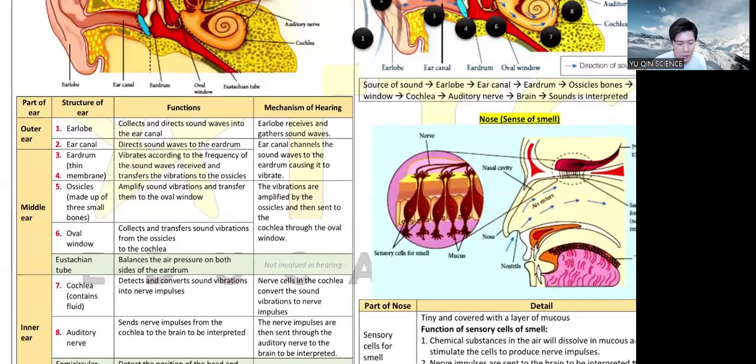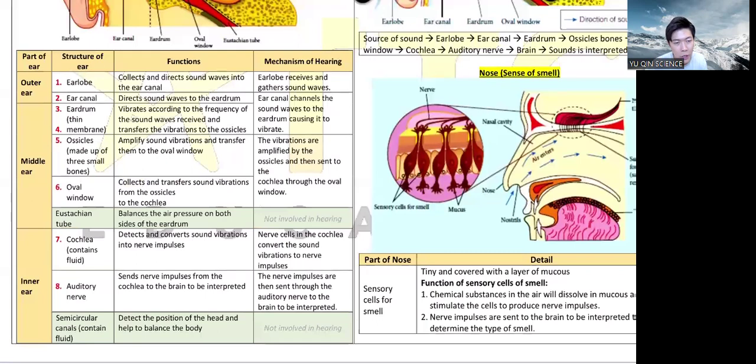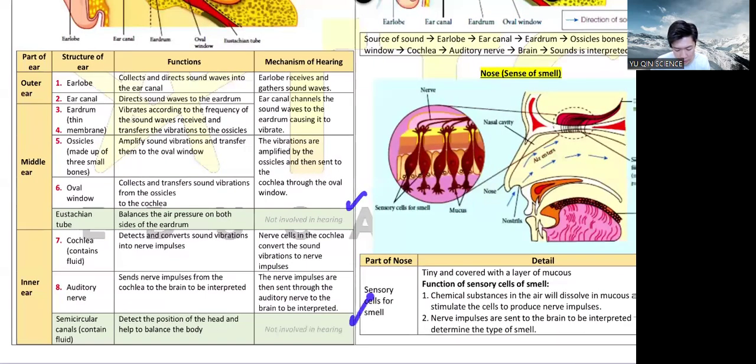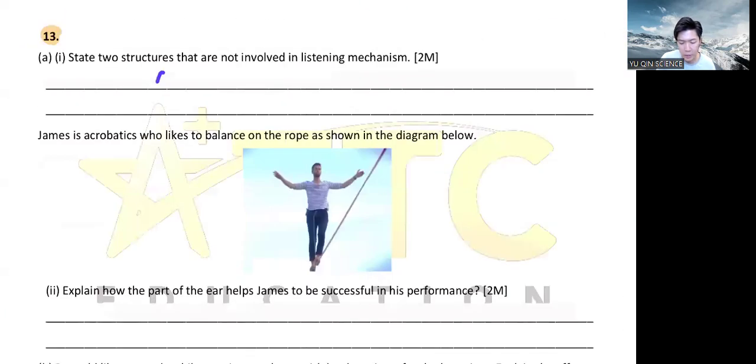Okay. But for right now, since the question asks for some basic stuff, not involved in hearing. Ta-da. Everything is in one box already, very convenient. My short notes, you just have to stick with it. You just study this one. Everything needed is in already. So the eustachian tube and semicircular canal, very easy, 3 marks.